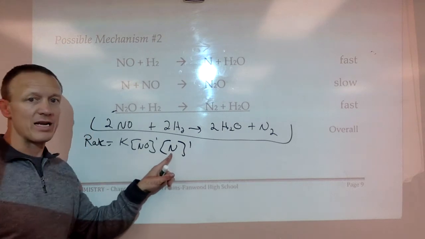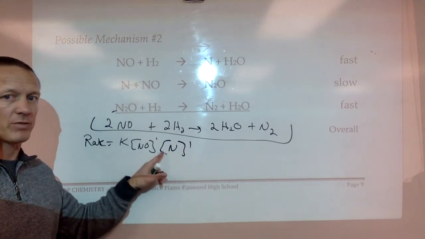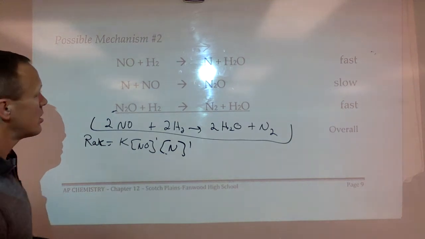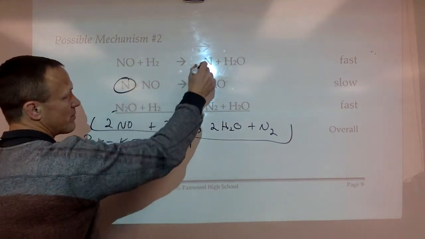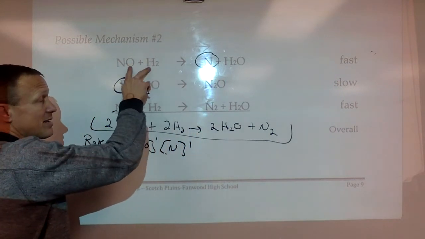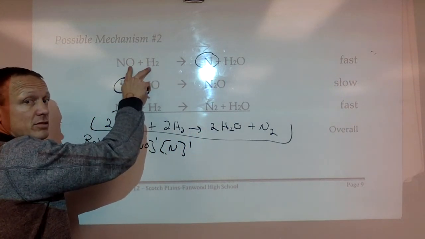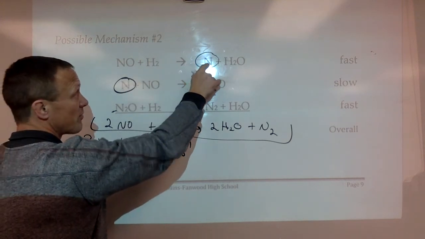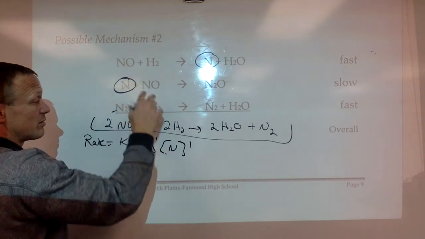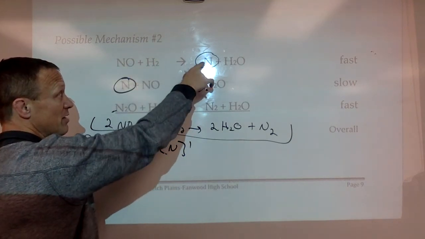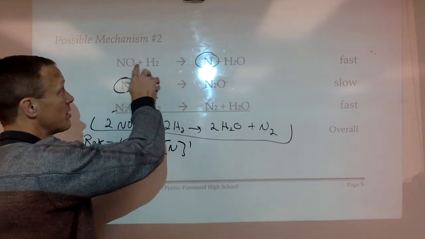Well, N is an intermediate. Intermediates cannot be part of your rate expression. So the formation of this intermediate is dependent on these reactants. I'm going to substitute these two things in. So for N, I'm going to substitute NO and H2, because this intermediate being formed is dependent on those.